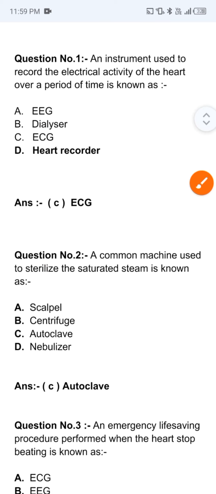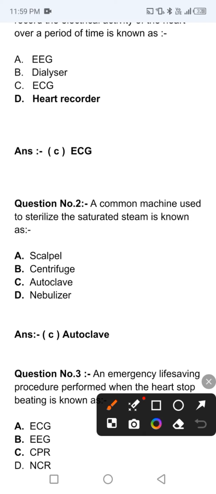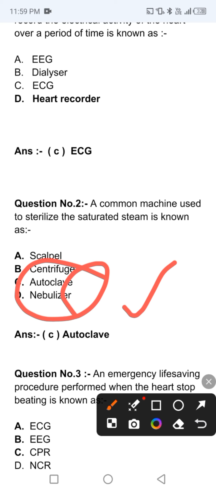Now move on. Question number 2: a common machine used to sterilize with saturated steam is known as? The options are A, scalpel; B, centrifuge; C, autoclave; D, nebulizer. And the correct answer is autoclave.